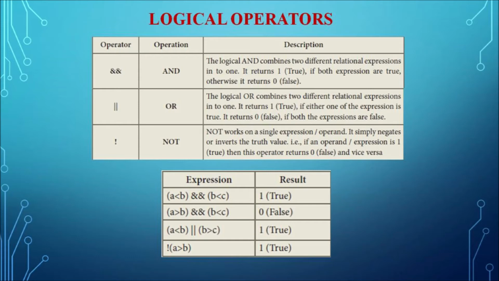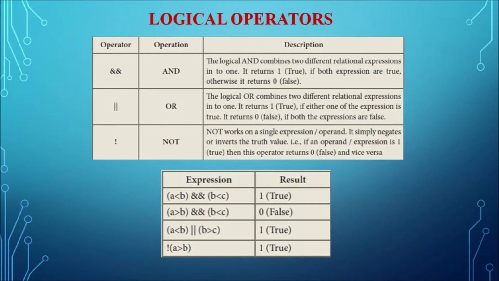First, logical and. For the and symbol they use a double ampersand symbol. Logical and combines two different relational expressions into a single expression. Here a relational expression means, for example, a greater than b, that is one relational expression, and b greater than c, that is a second relational expression. So this is how it combines two different relational expressions in a single expression. If both the expressions are true, it will return true. If any one expression is false, it returns false.